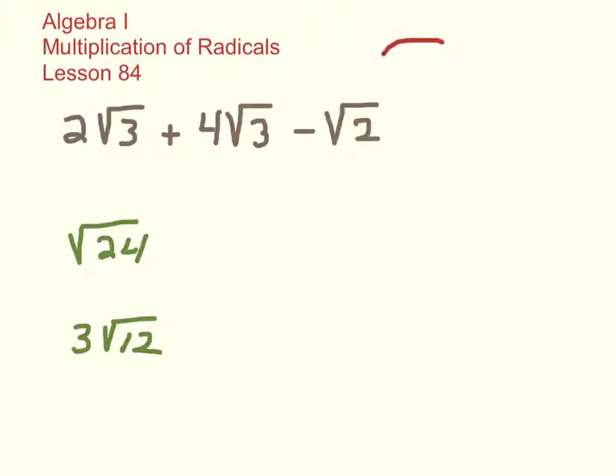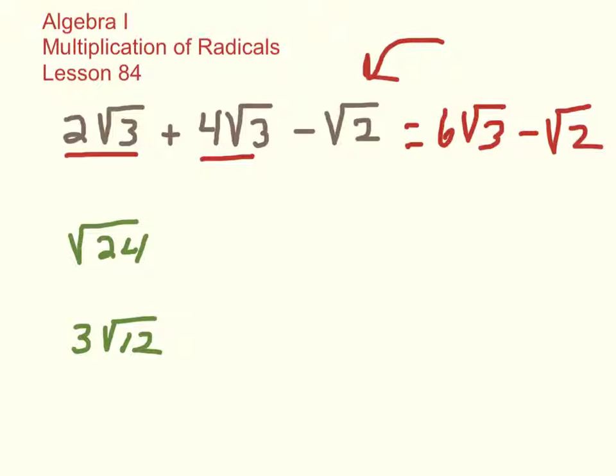So in this example right here, we're adding and subtracting radicals, and the only way we can combine radicals is if they're like terms or they have the same radical. Notice we have a radical 3 and a radical 3 here, so we can combine those. 2 of the radical 3's plus 4 of the radical 3's gives us 6 of the radical 3's. Then we have an unlike term, radical 2, and this is all we can do with this problem: simplify it to 6 radical 3 minus radical 2.